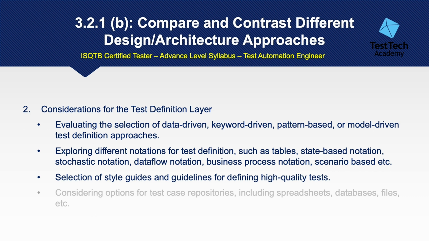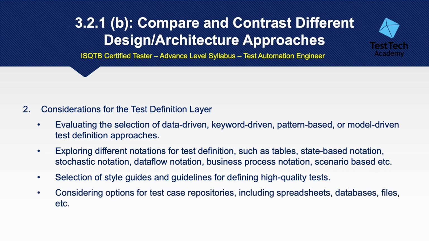Additionally, adherence to style guides and guidelines is crucial for defining high quality tests. These resources provide standardized rules and recommendations for defining high quality tests. They cover aspects like formatting of code, naming conventions, structure, and related documentation. By following established best practices, test automation engineers can create tests that are easy to understand, easy to maintain, and easy to execute.